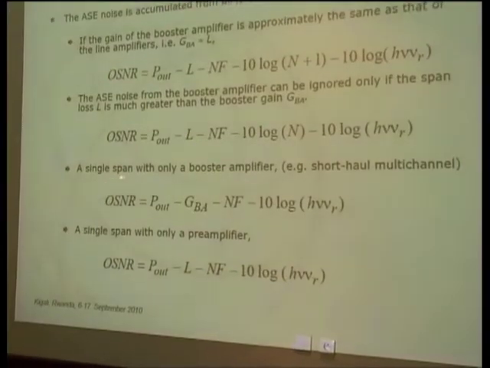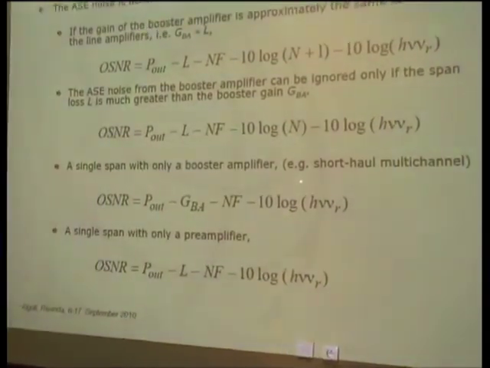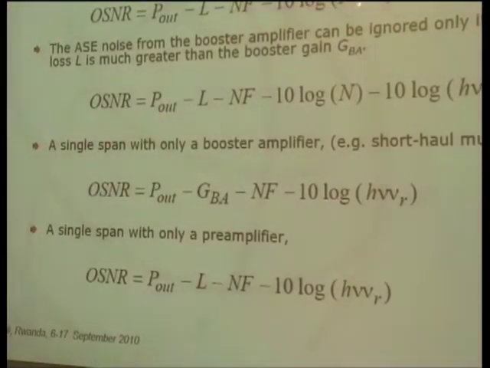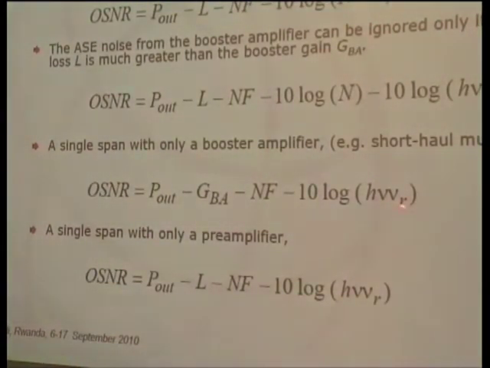And if a single span with only a booster amplifier, in this case, this N disappears, and you can get this equation. And for a single span with only a preamplifier, in this case the equation simplifies to this. Only L. L means the gain of the preamplifier. Okay.